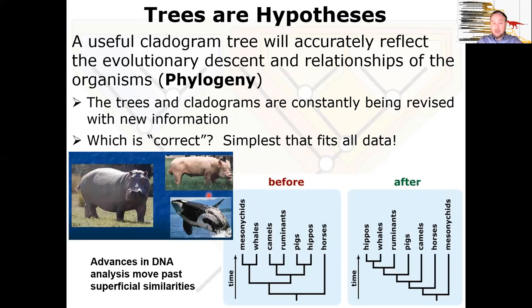So these are our current best guesses, educated guesses. Guess is a very bad word. Our current best understanding of the relationships, our current best understanding of the evolutionary descent, the relationships of these organisms with each other, their phylogeny, their shared evolutionary history. So these trees are hypotheses.